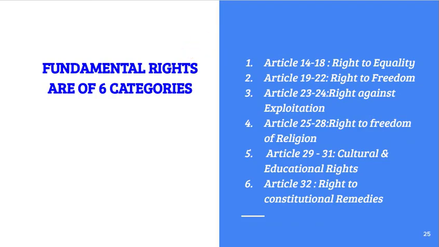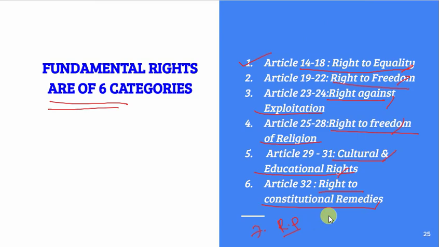And now the fundamental rights, I'm extremely sorry, which are of six categories, or there are six types of fundamental rights: right to equality, right to freedom, right against exploitation, right to freedom of religion, cultural and educational rights, and right to constitutional remedies. These are the six fundamental rights we have. Earlier, there used to be the right to property as well, but now it was taken away from fundamental rights.